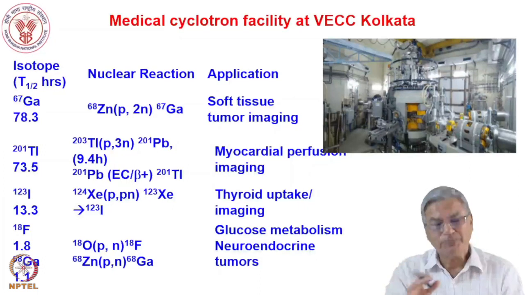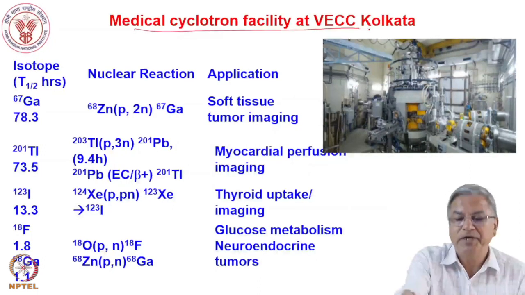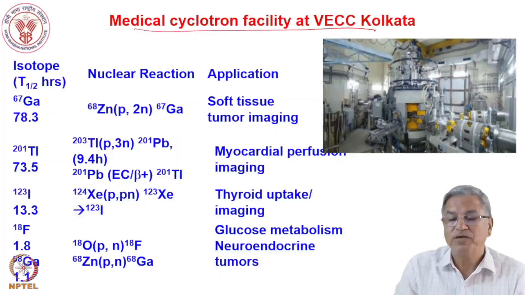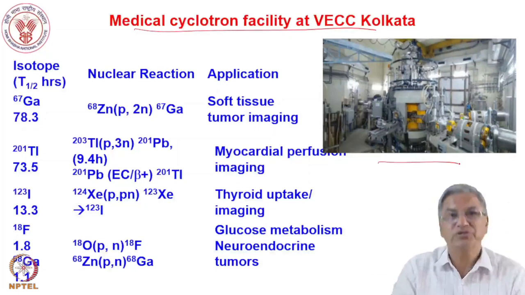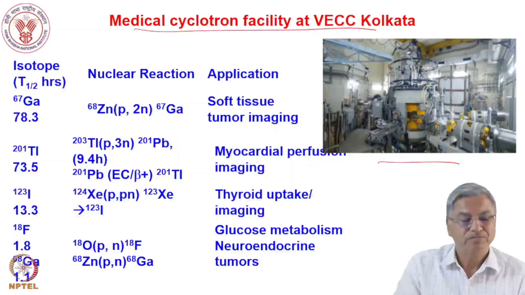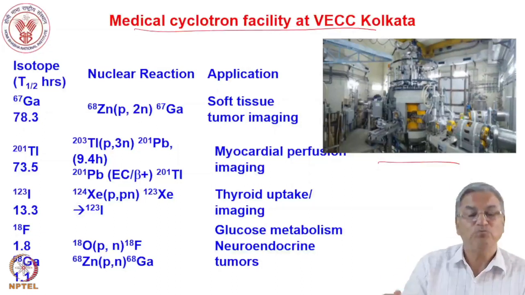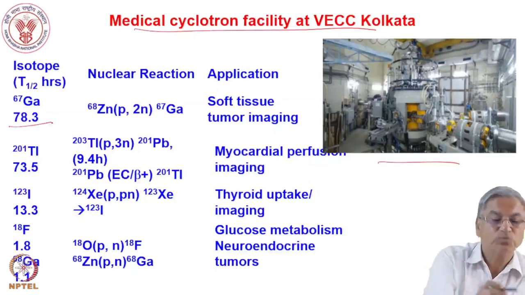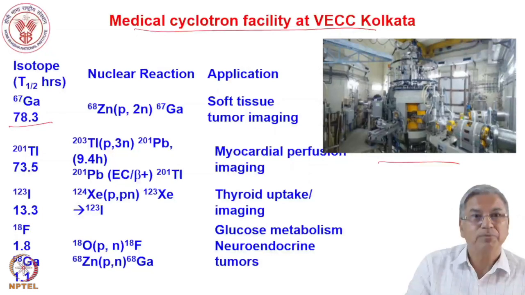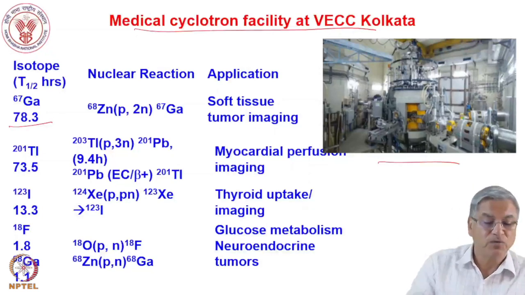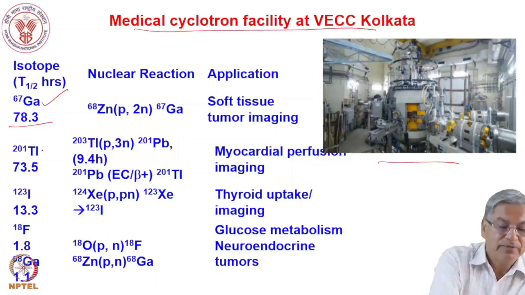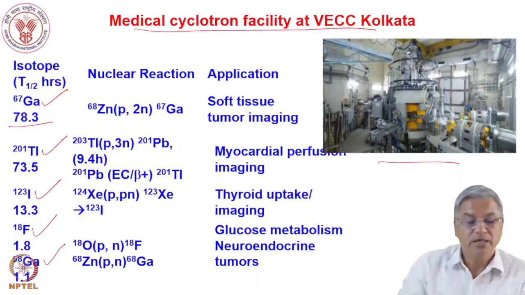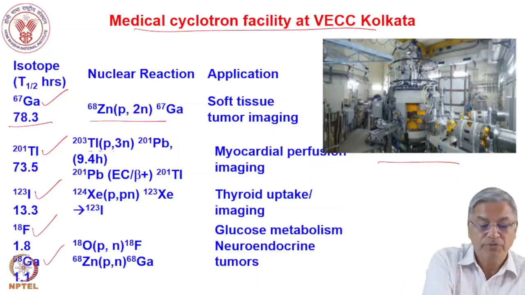For the charged particle irradiation in our country, we have a medical cyclotron facility at the Variable Energy Cyclotron, Kolkata. It has been commissioned some time back. And this will give you proton beams of 30 MeV, and then you can produce these isotopes, which are positron emitters or electron capture emitting radioisotopes like gallium-67, thallium-201, iodine-123, fluorine-18, gallium-68 by different types of reactions, p,2n, p,3n, p,pn, p,n reactions.